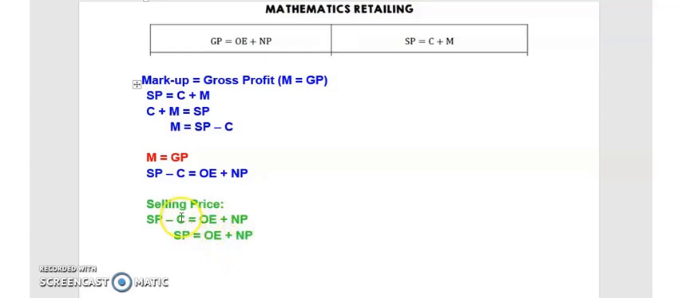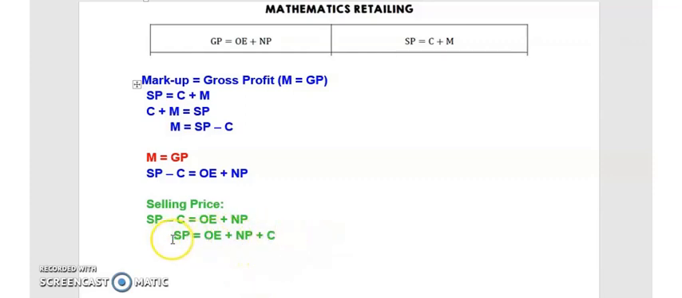Now bring cost to the right hand side. So negative C to the right hand side becomes positive C. Now you get the formula for selling price, how much you need to sell with the factors operating expenses and cost included in the equation.